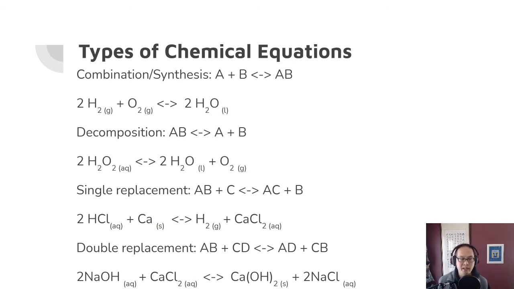So these are the four main types of chemical equations. There's one more type called combustion, but that one is much more complicated to balance, so I will save that for another day. But that ends our introduction to balancing chemical equations and types of chemical equations.